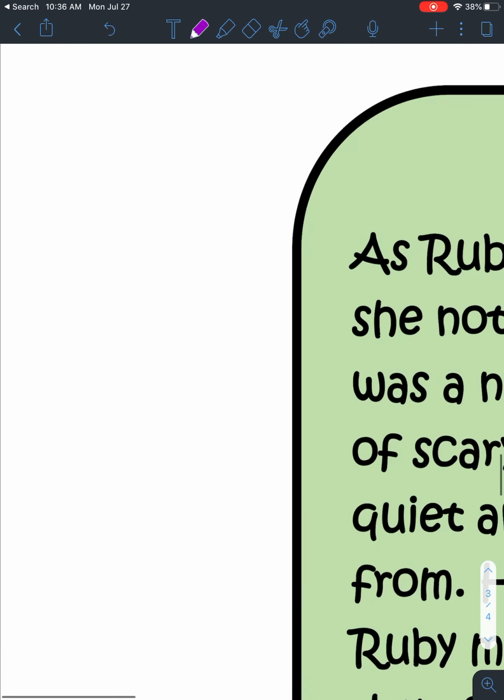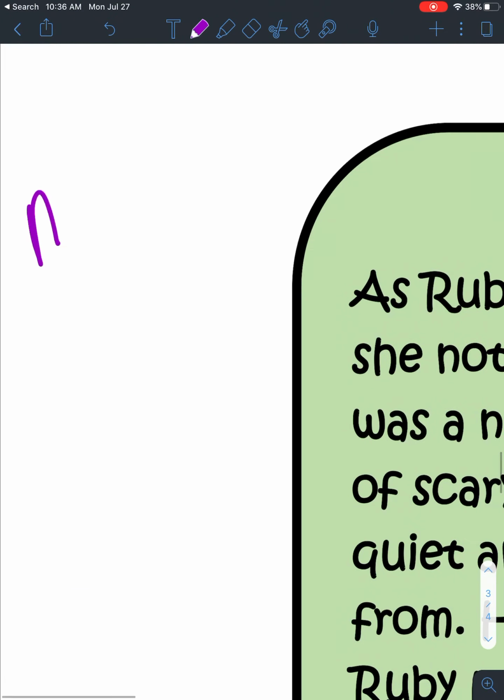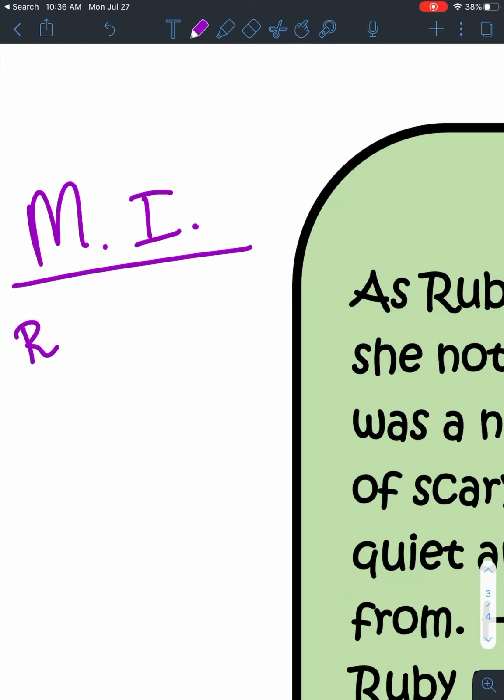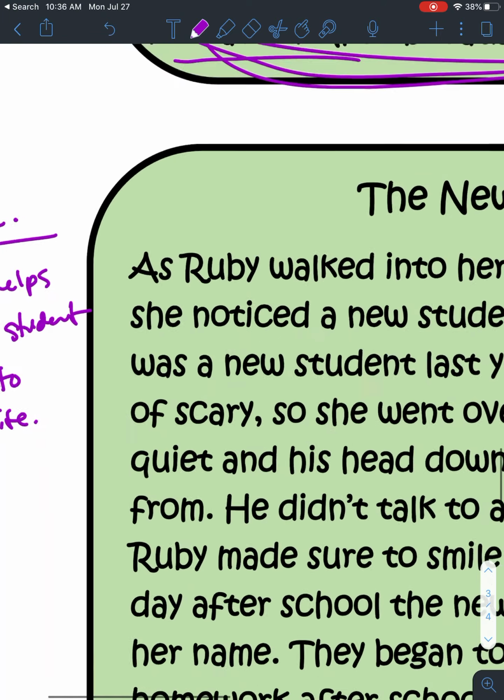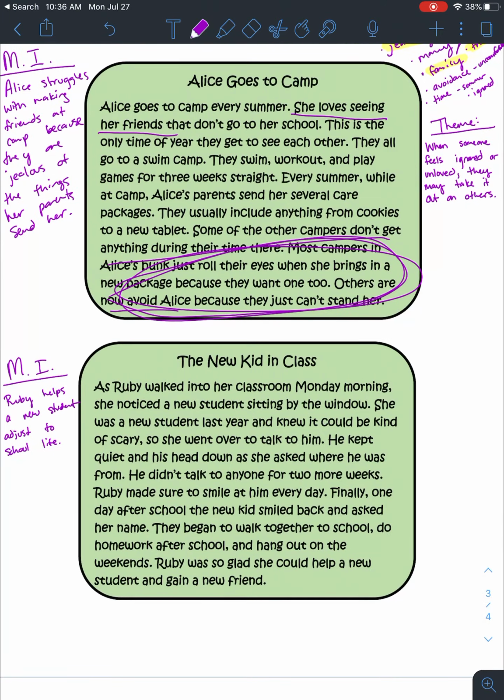Okay, so this one, our main idea, which is the summary of the story, we could say that Ruby helps a new student adjust to school life. Good. Now, when we think about the topics, there are a lot of different hints in here about what some topics could be. So first of all, it could just be the idea of school.